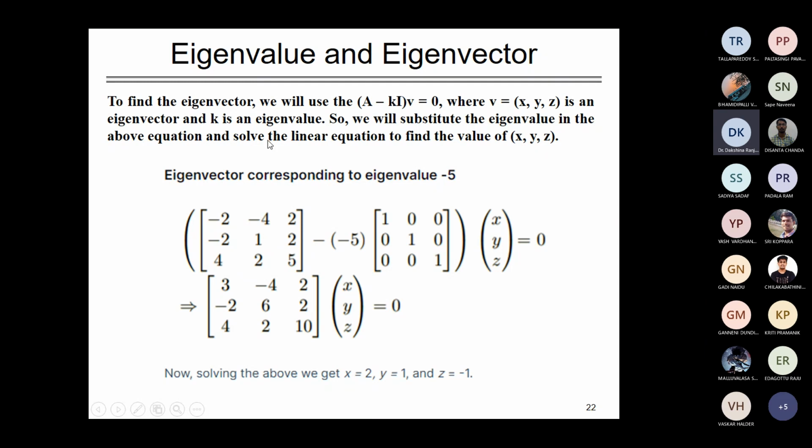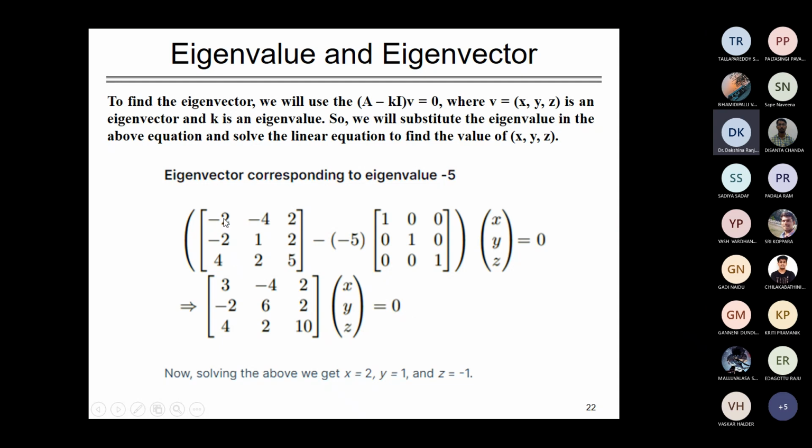Now we will substitute the eigenvalue in this equation, and we will solve this linear equation to find the eigenvector. If you are familiar with numerical analysis, you can solve this linear system of equations for the eigenvector. After putting in these eigenvalues one by one, we will get the corresponding eigenvector.